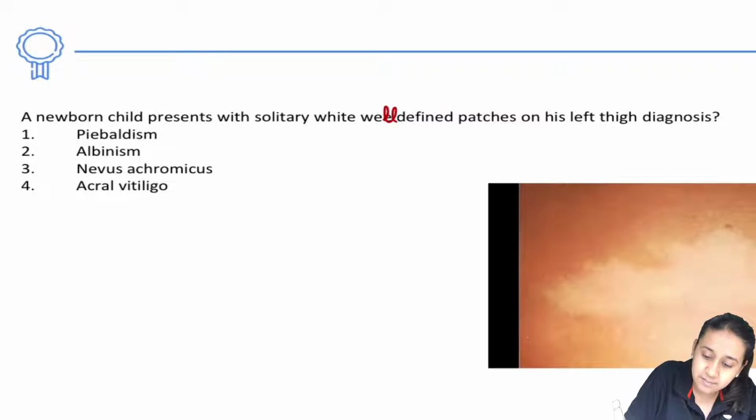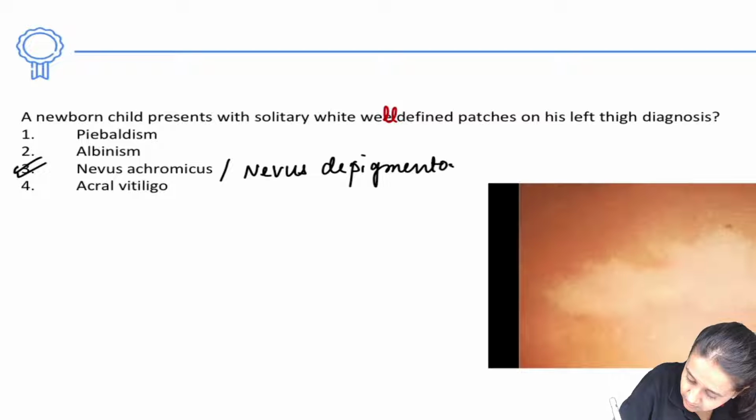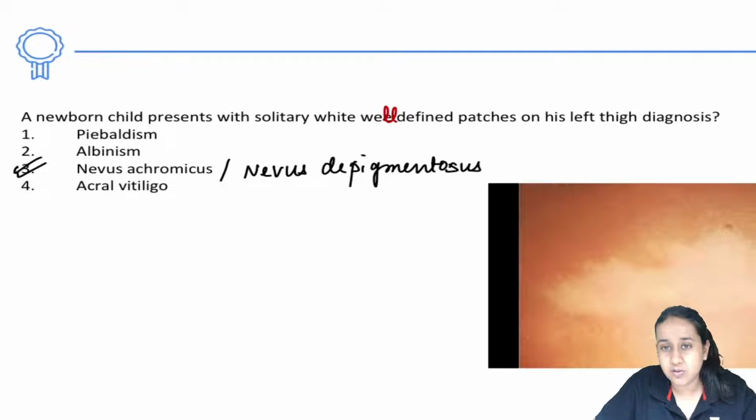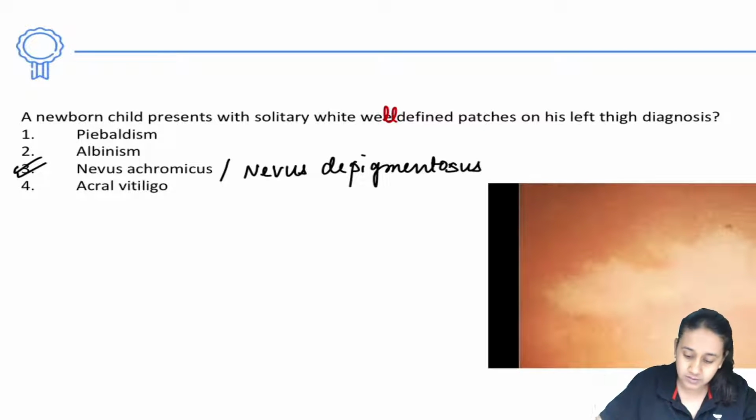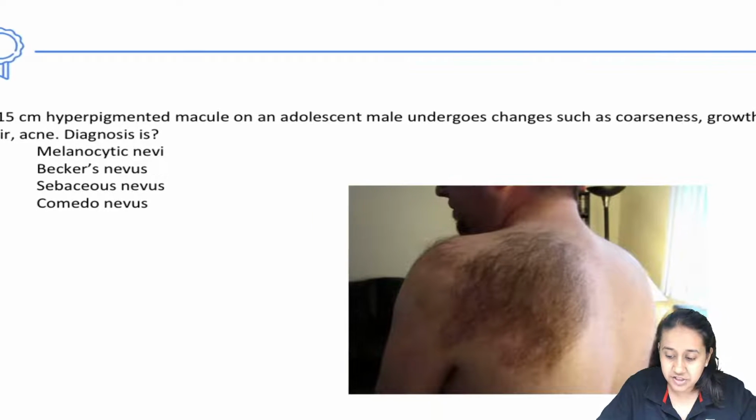It's a very classical example of nevus achromicus, also known as nevus depigmentosus. This is a congenital condition where the melanocyte migration is defective, giving rise to a hypopigmented lesion with a very classical serrated margin present since birth. Next question.